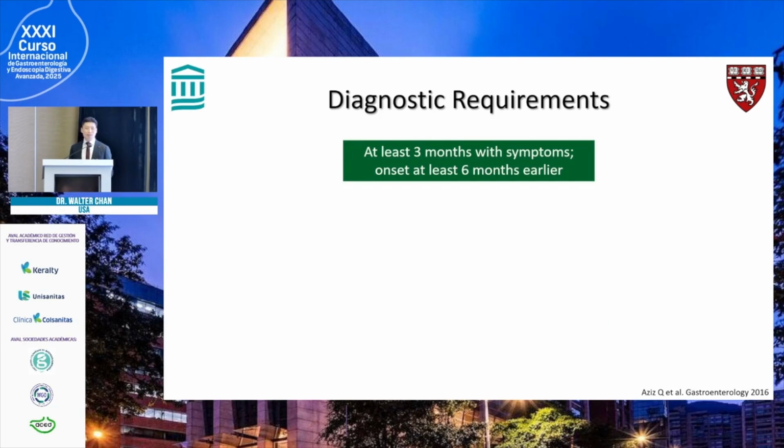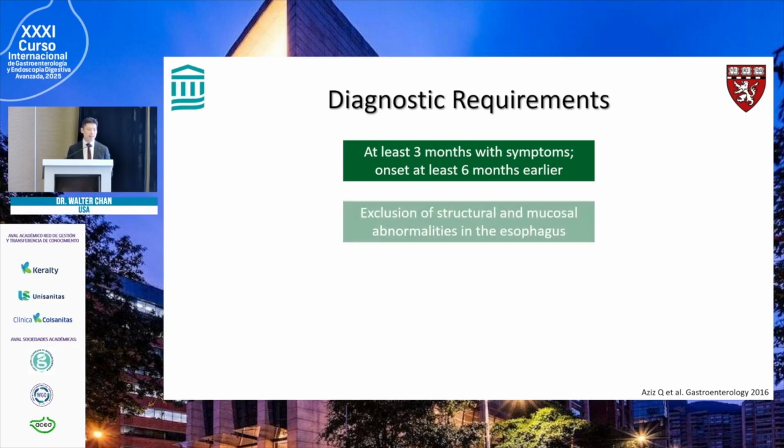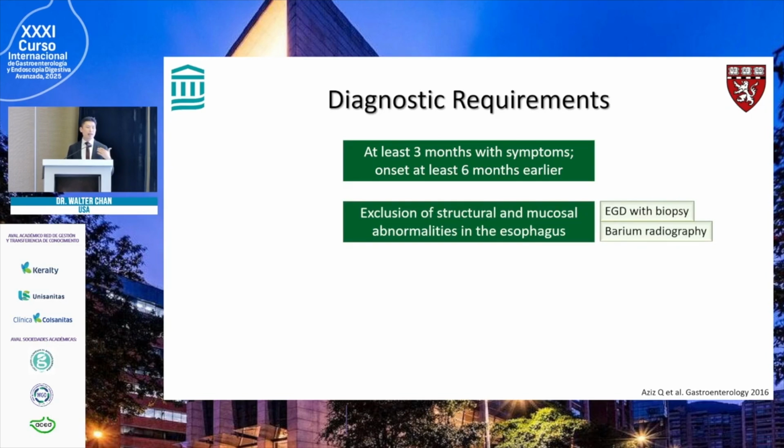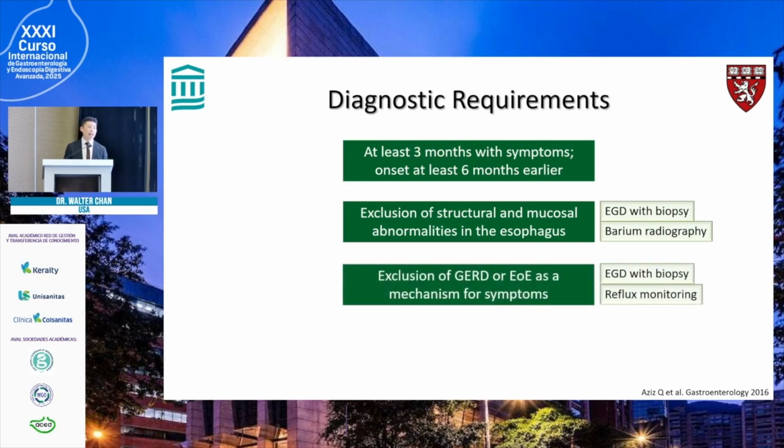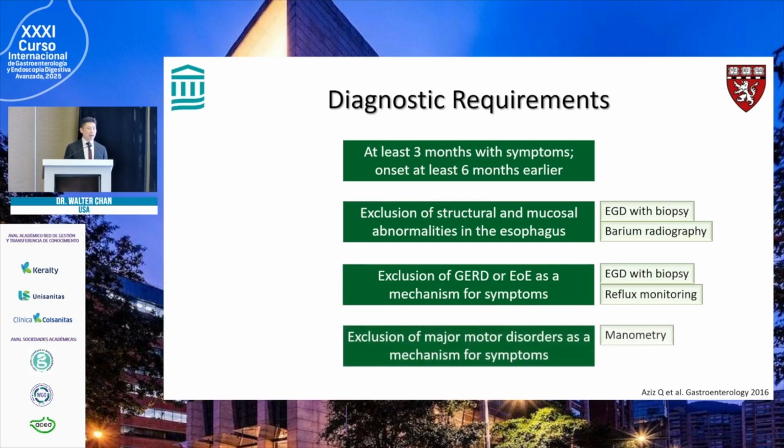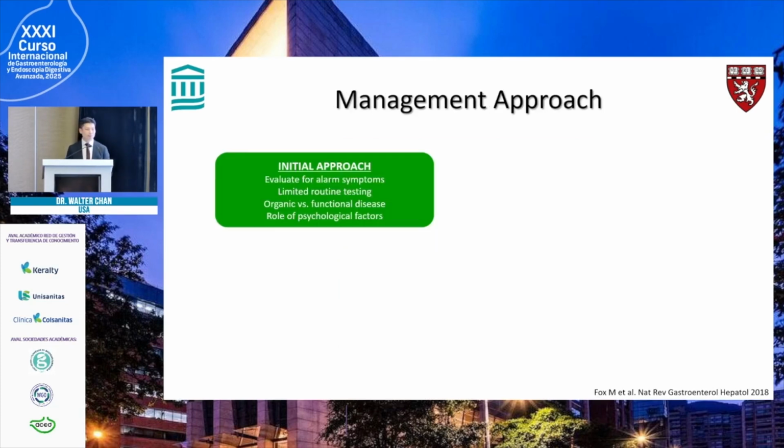So how do we diagnose these patients? Well, first of all, per Rome criteria, these patients should have at least 3 months of symptoms with onset at least 6 months earlier. So these need to be chronic symptoms. You need to think about excluding any structural mucosal abnormalities, so you might think about doing endoscopy or barium studies to exclude them. Exclude GERD or EoE, potentially, as a mechanism of their symptoms, so maybe EGD with biopsy or reflux monitoring. And also excluding any major motor disorder. That's where manometry and barium might help, and maybe even FLIP.